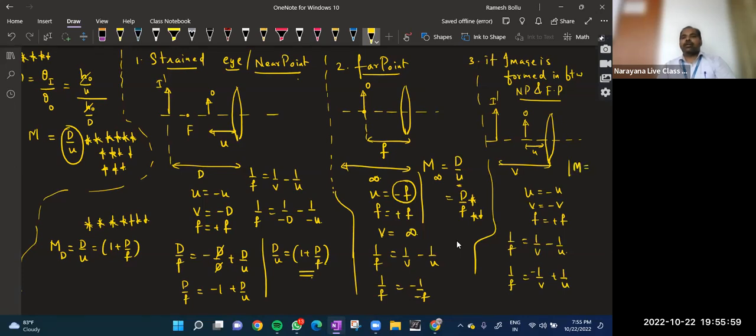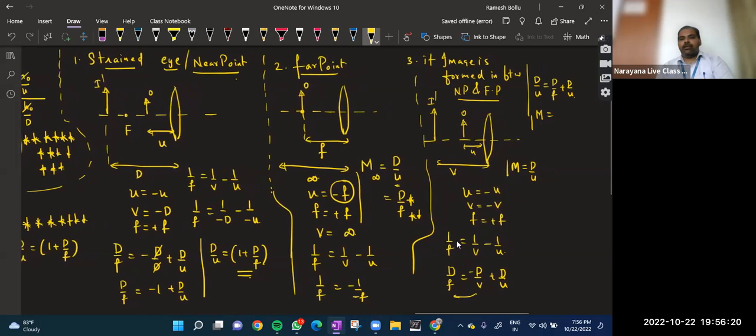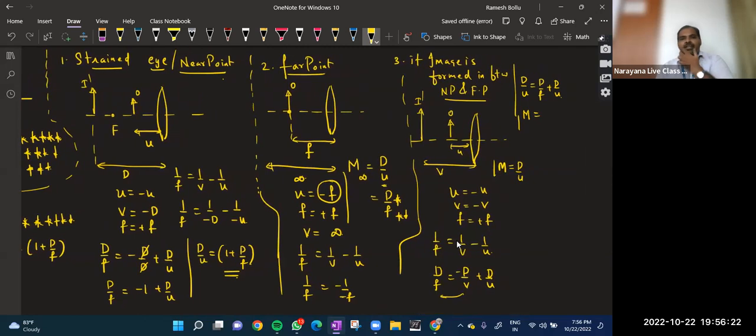What is the magnification formula, my dear friends? I want D by U only, na? On either side, I will multiply with D. This value, if you bring this side, what do you get? D by U equal to how much? D by F plus D by U. So what is the magnification at the average point or any in-between point? D must be taken outside, or if you take D outside, how much? 1 by F plus 1 by U. Okay. Sorry, 1 by V, no? Sorry. Printing mistake. 1 by V, students.